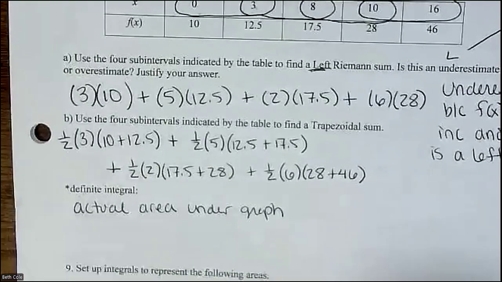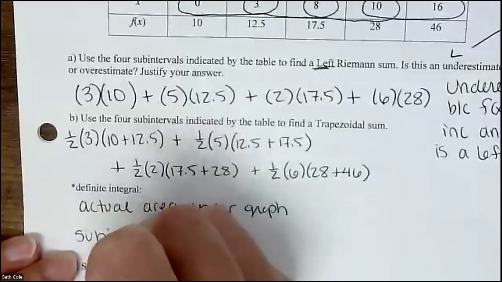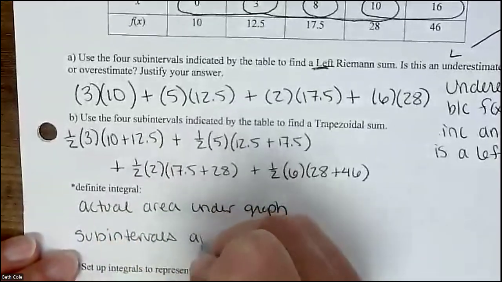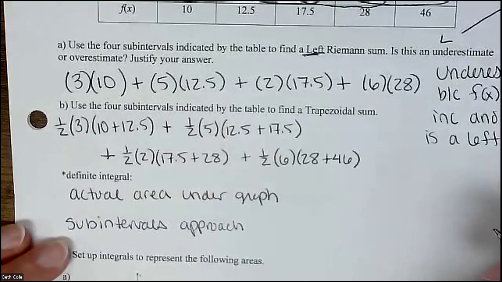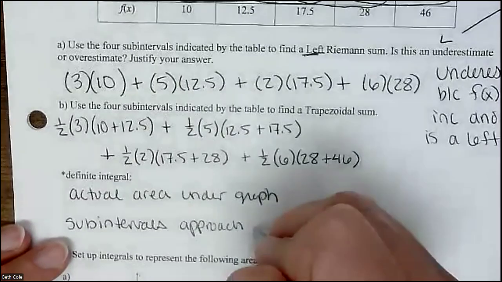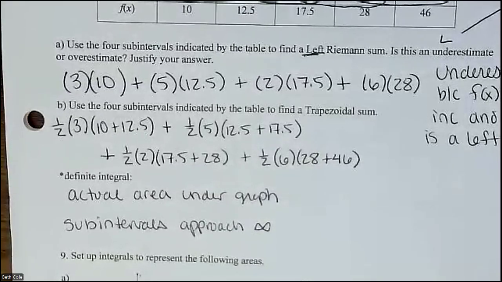And so we said we'd get a better estimate if we had more subintervals. What it means is that your subintervals approach, what do you think? If more is better, they have to approach infinity. Does that feel like a limit? Because it should. All right, you want your limit as your subintervals approach infinity.